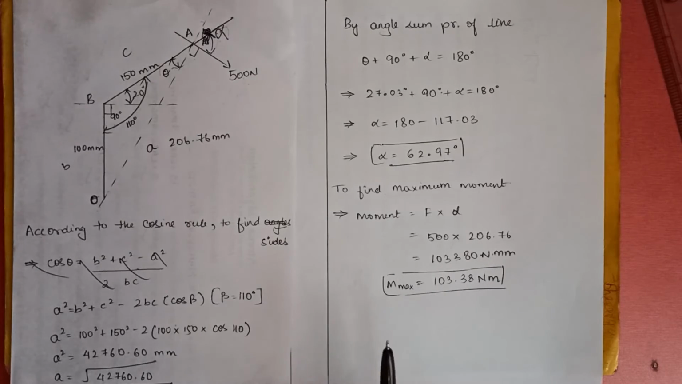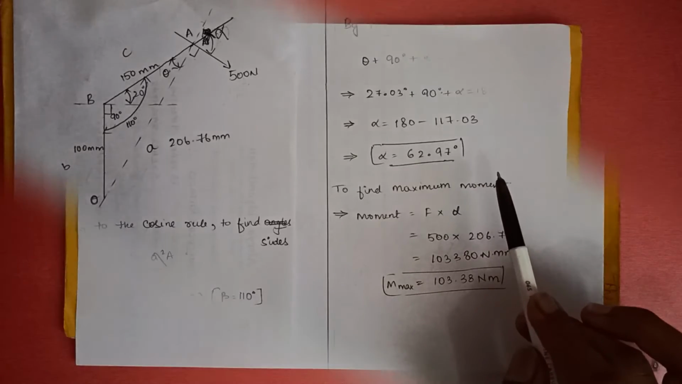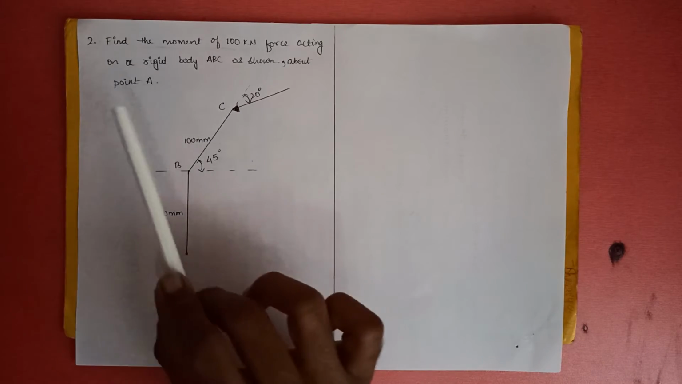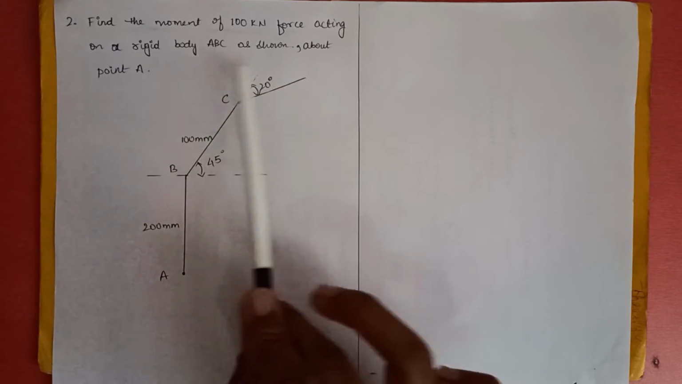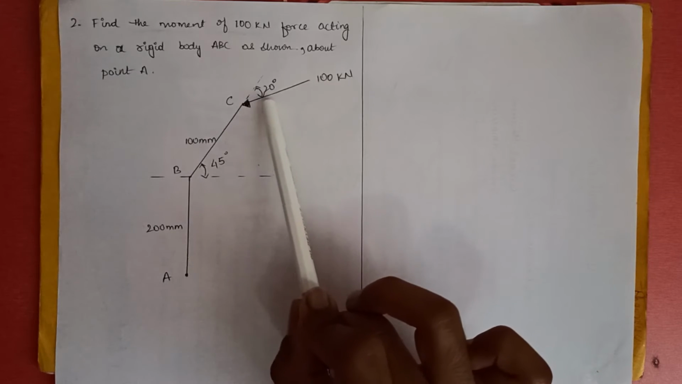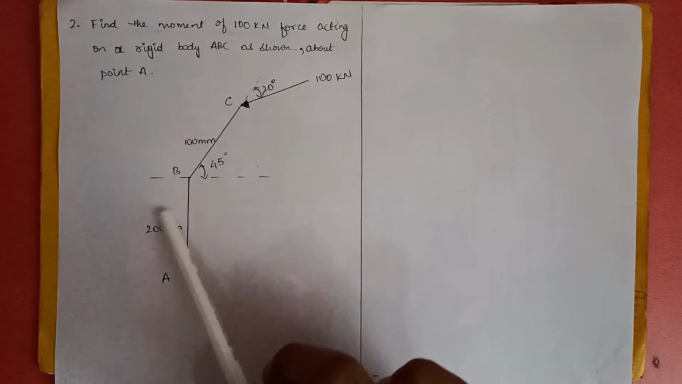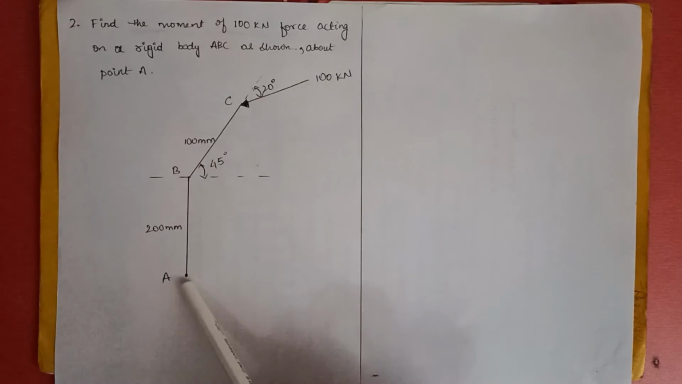So we have found the magnitude of the maximum moment and the angle alpha. Now let's move on to the next question. Now this is the second question. Find the moment of 100 kN force acting on a rigid body ABC as shown about point A. Now they have given us the 100 kN force and the angle of inclination, and they have given us the distances, and we must find the moment of this force about point A.